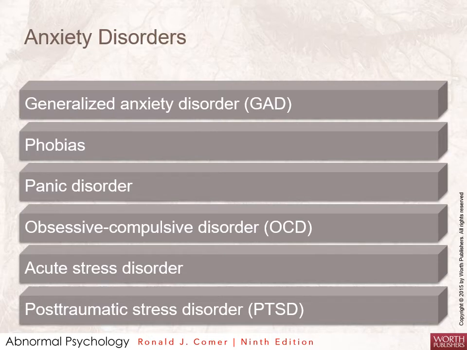Here are some of the major categories of the anxiety disorders. We have GAD, generalized anxiety disorder. We have phobias, panic disorder, obsessive compulsive disorder, which is related. It used to be part of the anxiety disorder complex. Now it's related but kind of stands alone in the DSM-5.